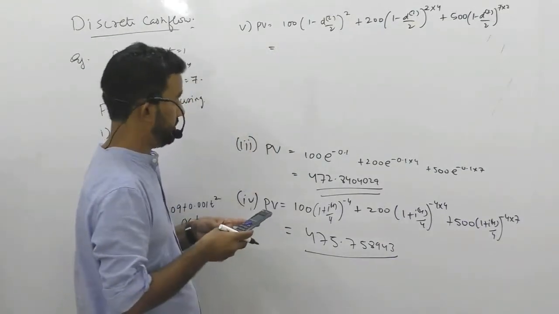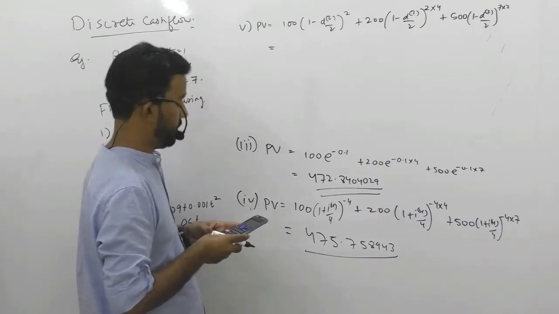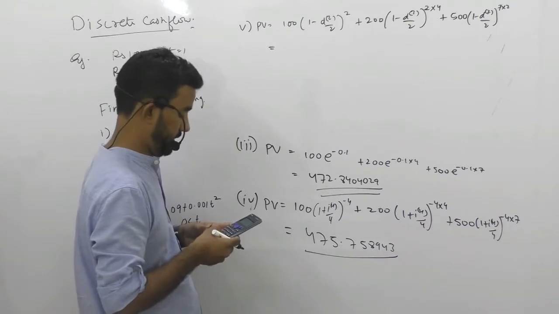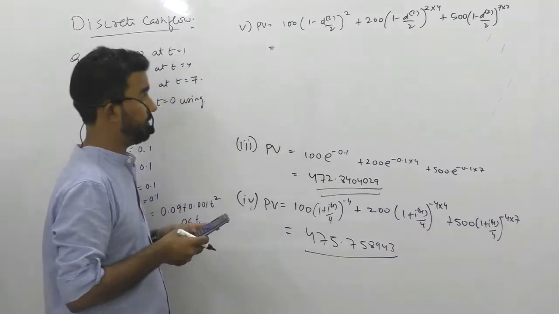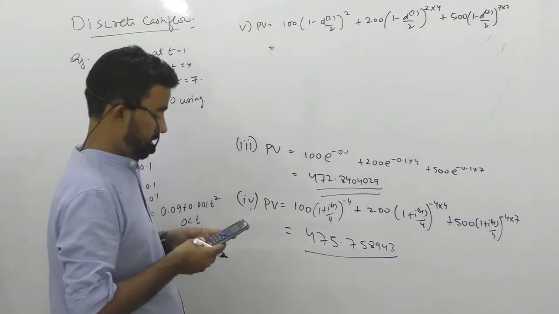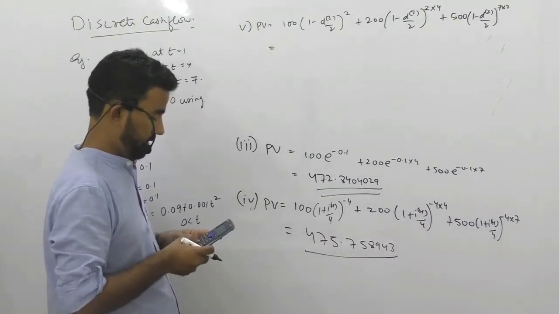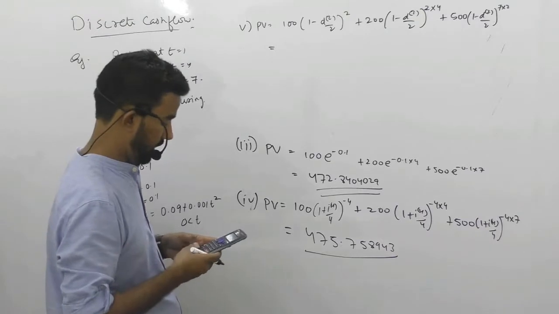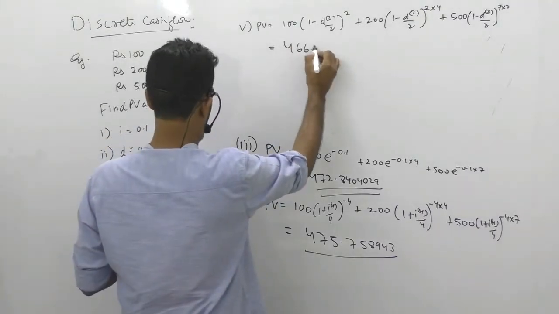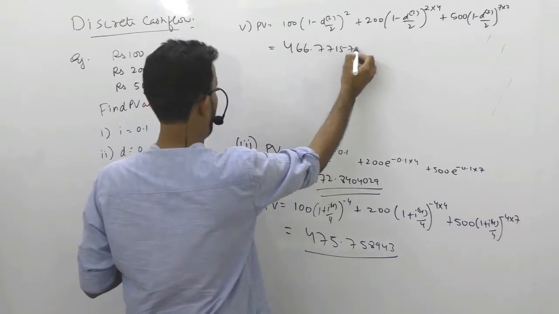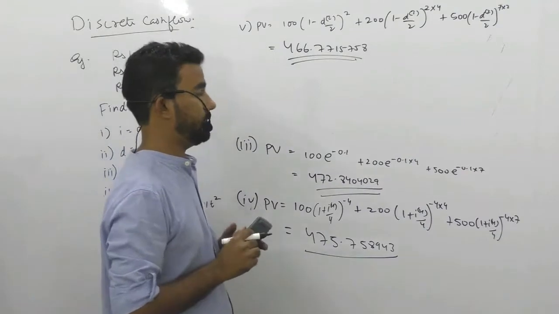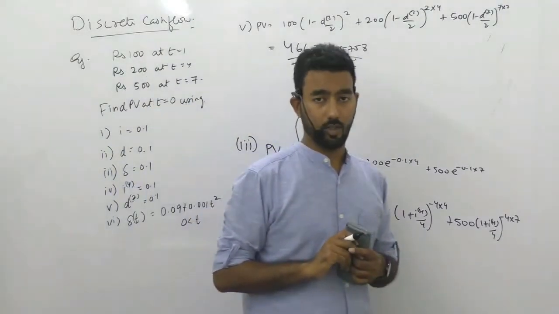Let's see what is the answer. 100 into 0.95 raised to 2 plus 200 into 0.95 raised to 8 plus 500 into 0.95 raised to 14. And my answer comes out to be 466.77157558. So these are the answers using different rates of interest and discount.